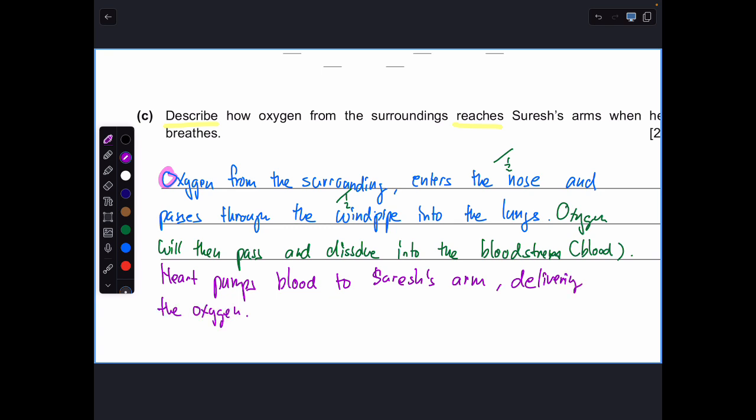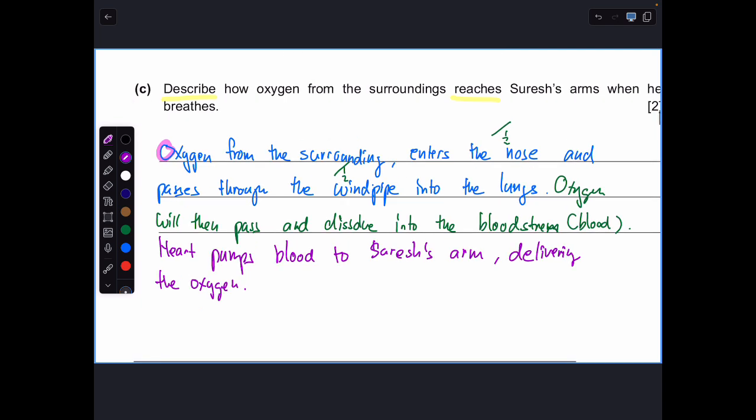Because it's a description question, you are required to write from point A to point B to point C to point D. So if you're not so sure, ask yourself this question. How do you get from school back to home or home to school? No, I take a bus. So basically, this is what you need to do.